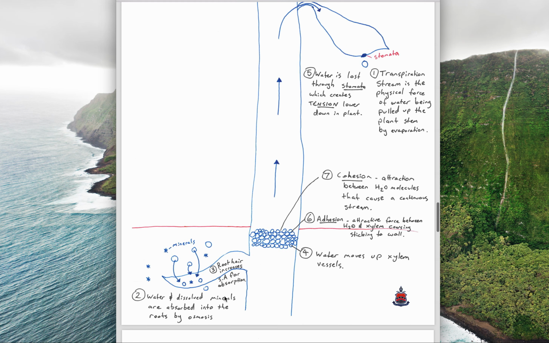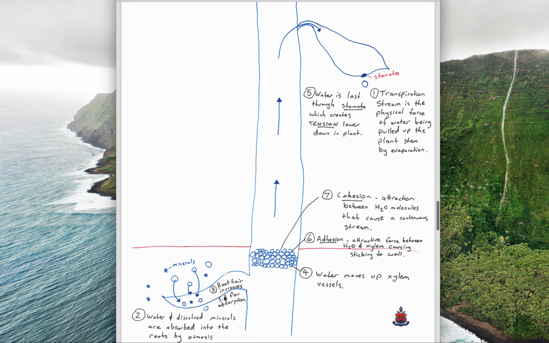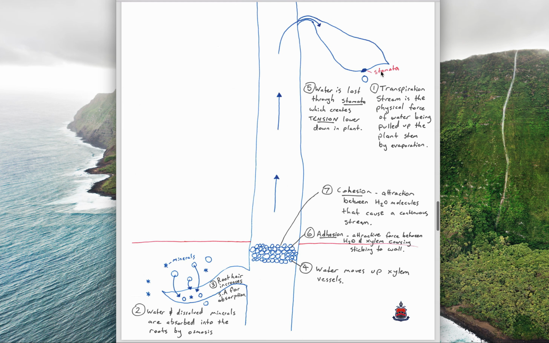And if we look here at number one, you've got the stomata on the leaves, and the sun is evaporating the water out of the leaf, and also the water is being used in photosynthesis. So we have transpiration stream theory, which is the physical force of water being pulled up the plant stem by evaporation.